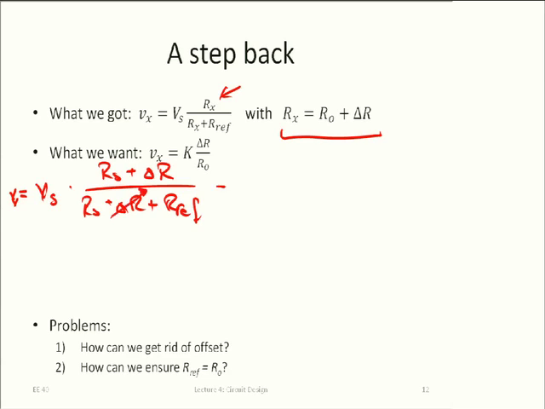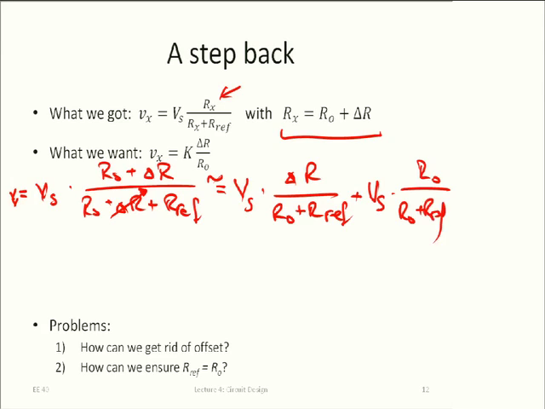So now let me factor it. Let me split this up a little. So that's Vs times delta R over R0 plus R ref, plus Vs times R0 over R0 plus R ref. Okay? So now, if you look carefully, then you will find that this part of the equation is actually what we want. That is really of the form K times delta R over R0.